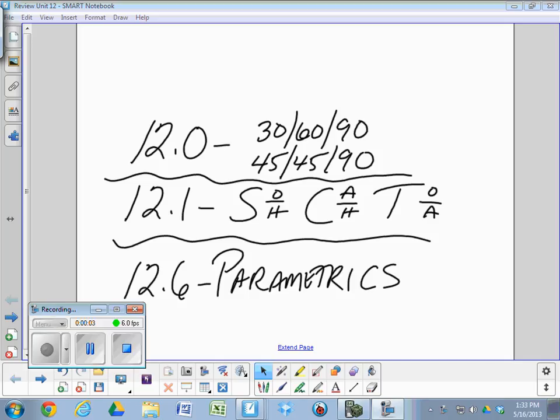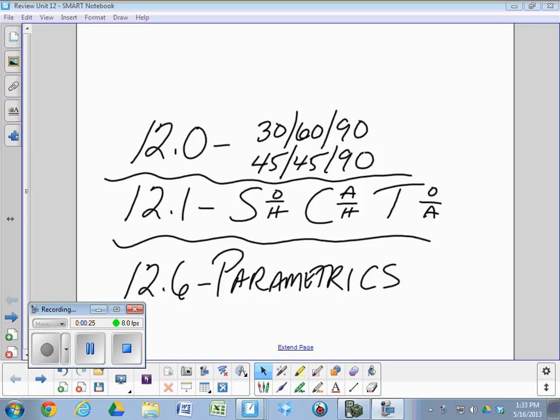All right, the quiz coming up very soon, tomorrow, is going to be on sections 12.0, 12.1, and 12.6. Here's a brief summary of those three sections in case you forgot them. 12.0 was our study of 30, 60, 90, and 45, 45, 90 right triangles. I'll just do a couple quick examples of those just to refresh your memory.